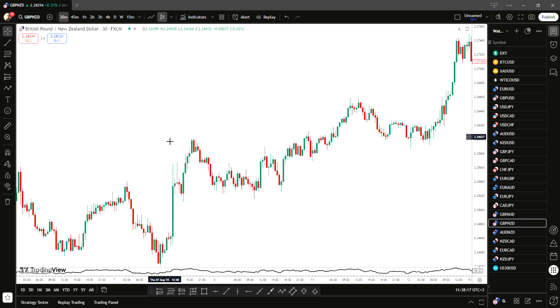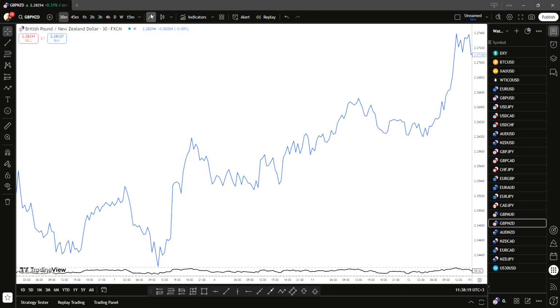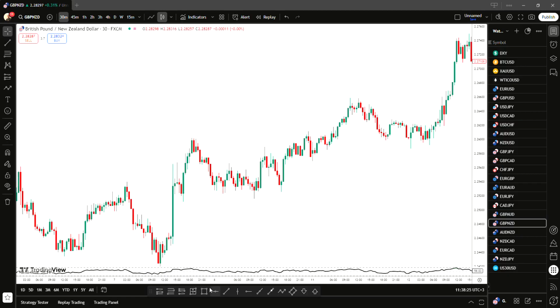You can wait for the line chart. You can see it clearly. So what do you do here? You just mark that zone, mark this zone very well, like this. You see how I've marked it? Just mark to the wick down there like that.